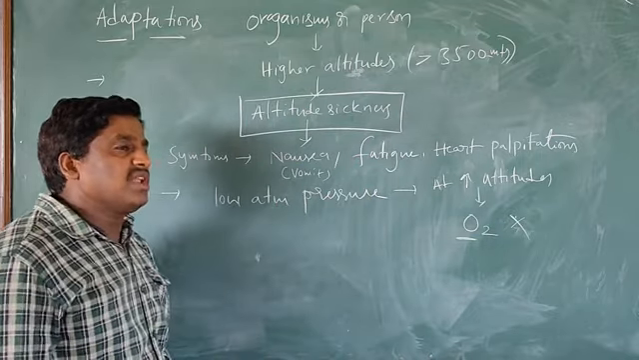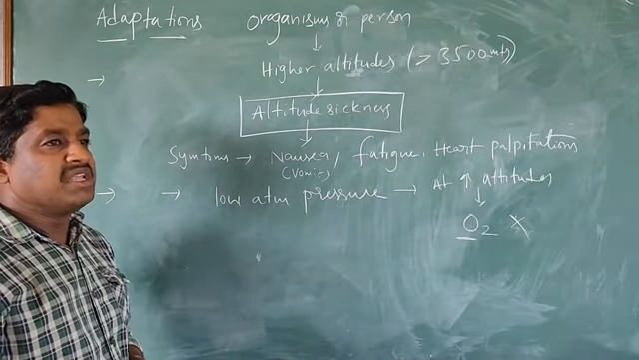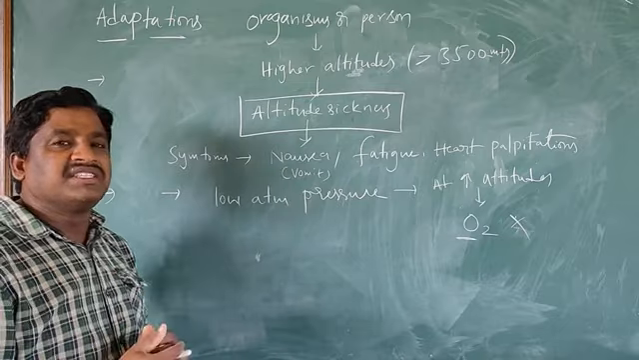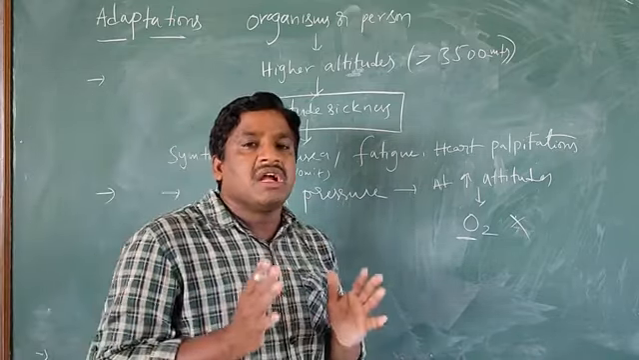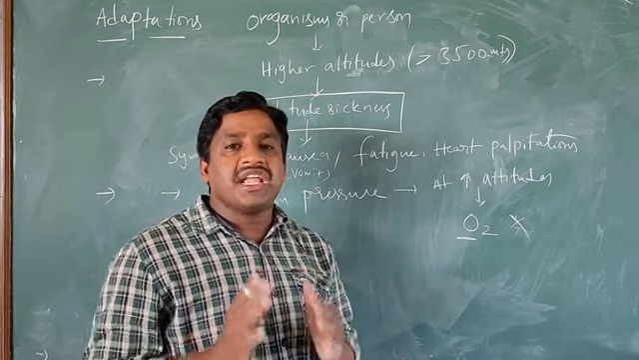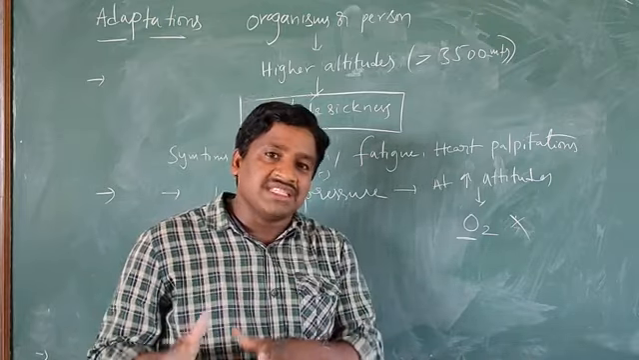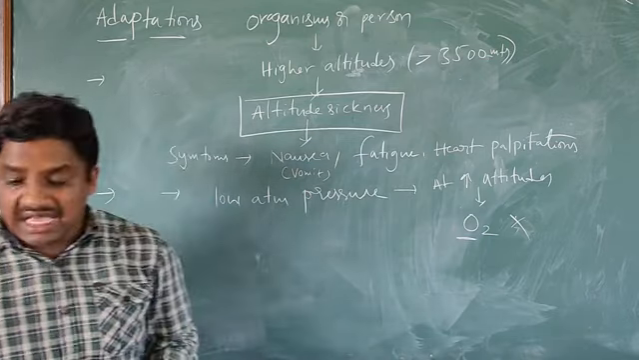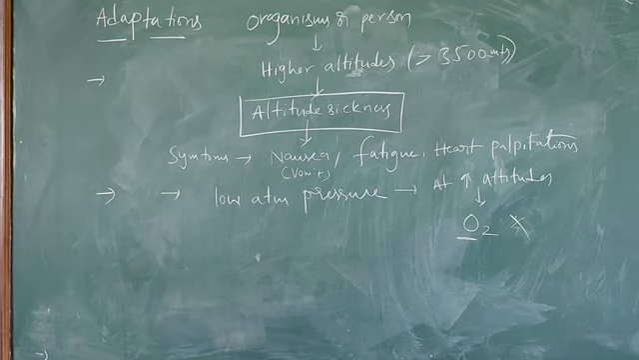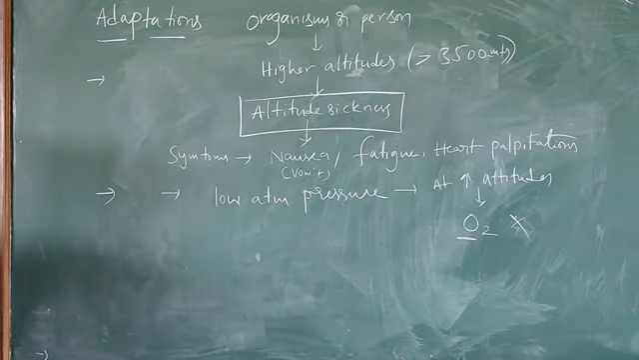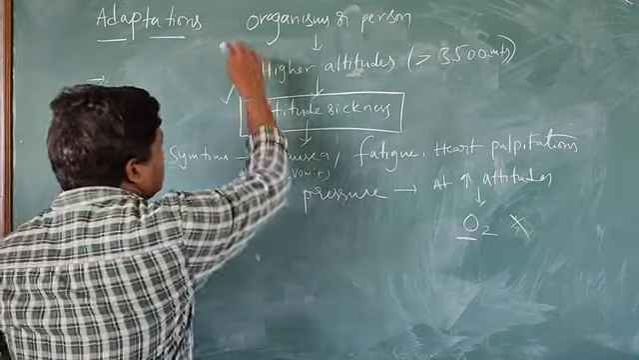So in this situation, what will happen? With low oxygen availability, red blood cell production increases. The body compensates by decreasing the binding capacity of hemoglobin with oxygen. As a result, the rate of respiration increases, that means breathing increases. So this is altitude sickness.